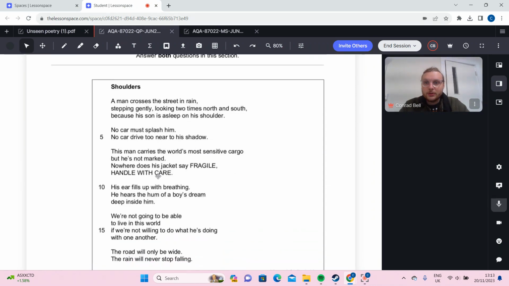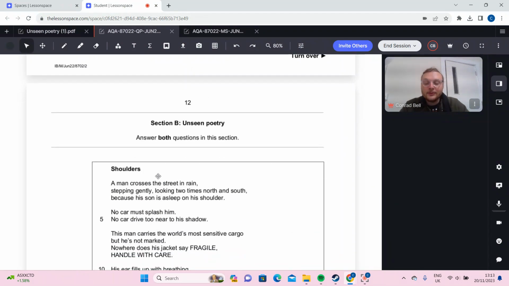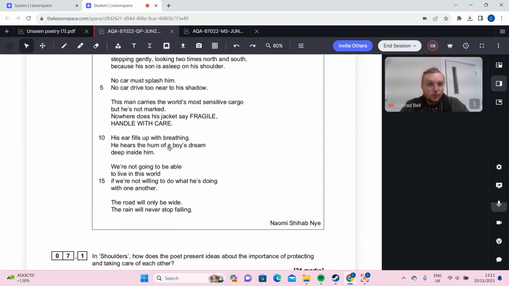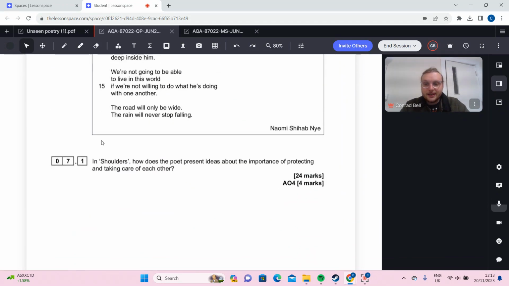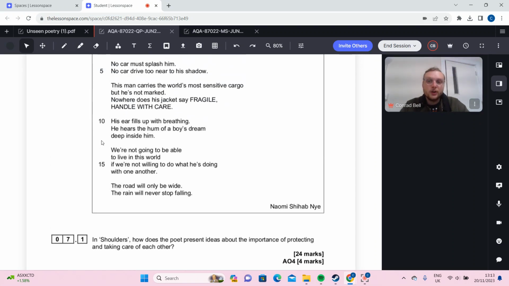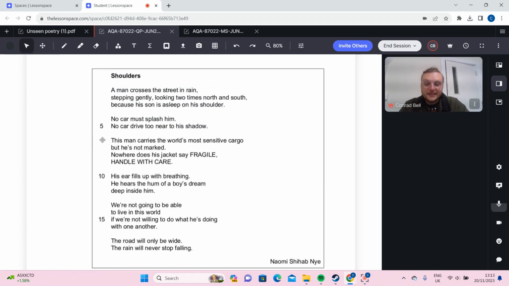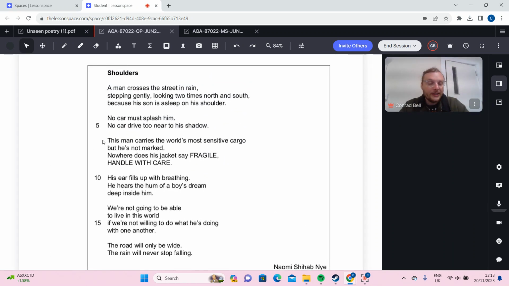So this is what the poem would look like, or the paper even. You get given one poem, and the question is, in Shoulders, how does the poet present ideas about the importance of protecting and taking care of each other? So we'd need to do a top-bottom analysis of everything that is going on. Again, in this, I'm not going to go over in big detail how to do this. I will give you all the resources to do that on your own. This is more about how I would tell my students to do it.